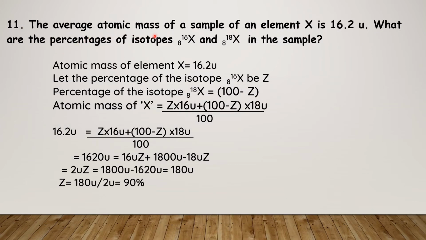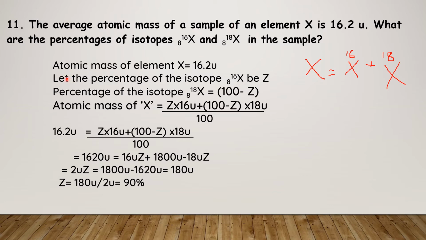11th question. The average atomic mass of a sample of an element X is 16.2 U. So one sample or one element, that atomic mass is 16.2. What are the percentage of isotopes X16 and X18 in the sample? So I'll just do this thing. See, X means X16 plus X18. So this average atomic mass is 16.2 U. Okay, so that is the given, the average mass is given. So here we have to find how much percentage of X16 and how much percentage of X18, that we have to find.